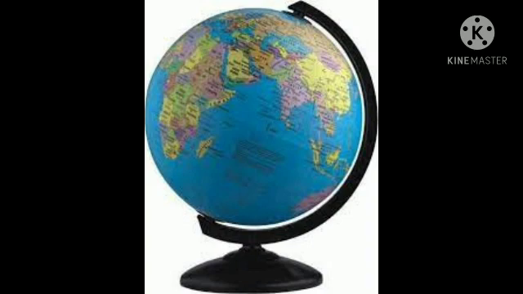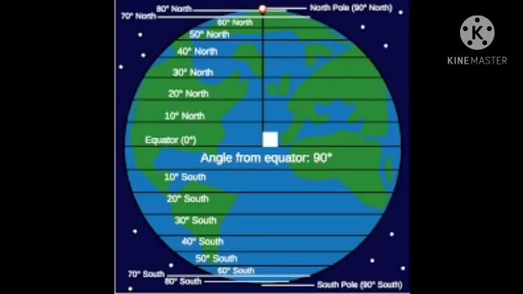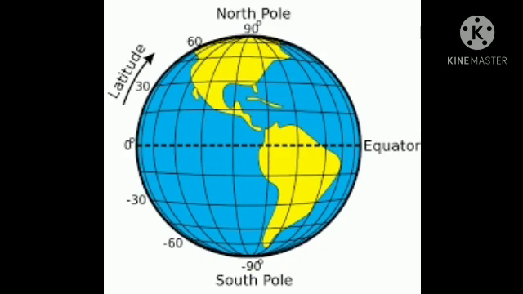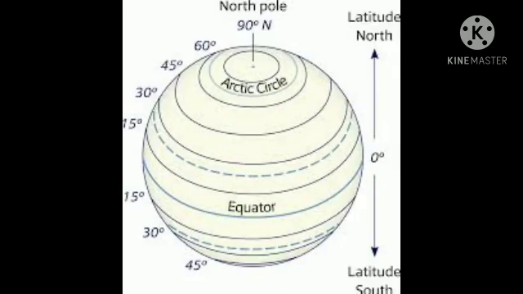Midway between the two poles, a circle is drawn that divides the globe into two hemispheres. The upper hemisphere is known as the northern hemisphere and the lower one is called the southern hemisphere. The line which divides the globe, or the Earth, into two parts is known as the equator. This is the 0 degree latitude.